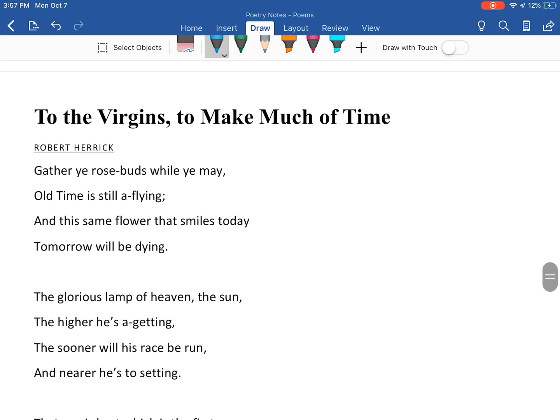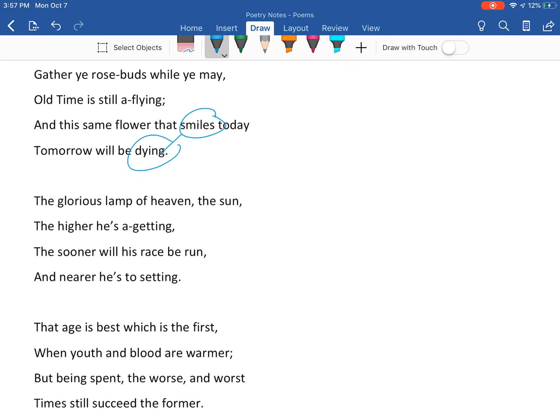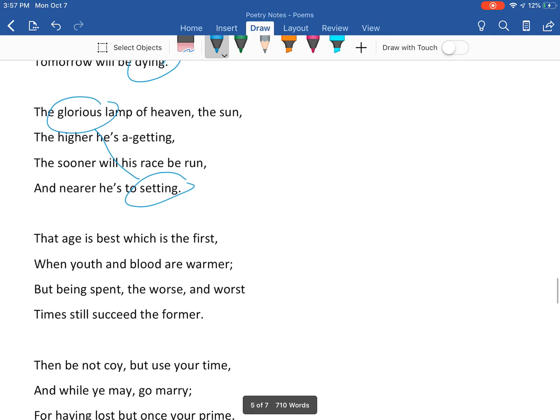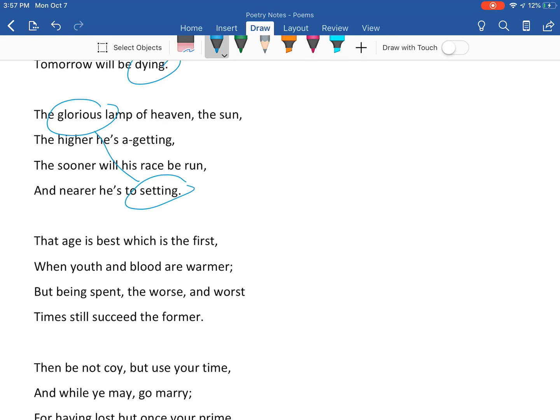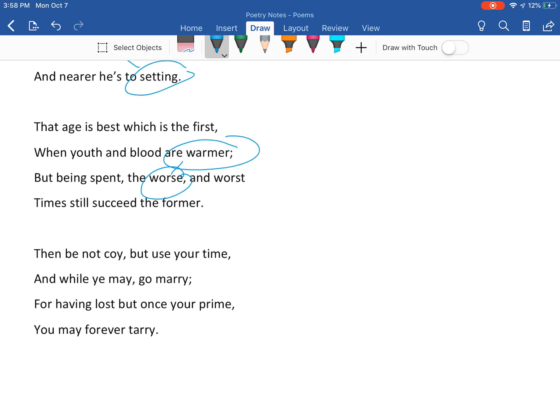So, just off the cuff, what I noticed is there's a lot of contrast in each of these paragraphs, right? So it's talking about smiles, but then it goes to dying. It goes from glorious to setting, talking about resolution, setting in terms of ending. Talks about going from warmer and then to worse and worst, right? Go marry or forever tarry.